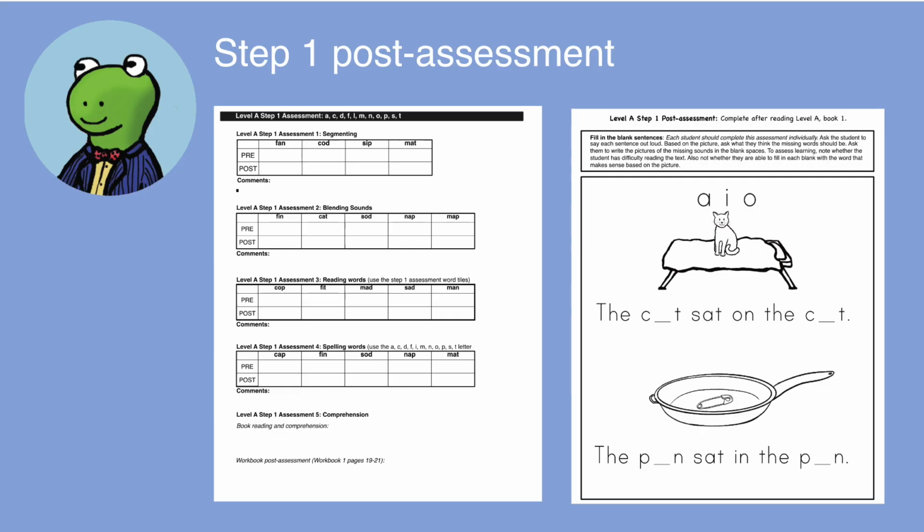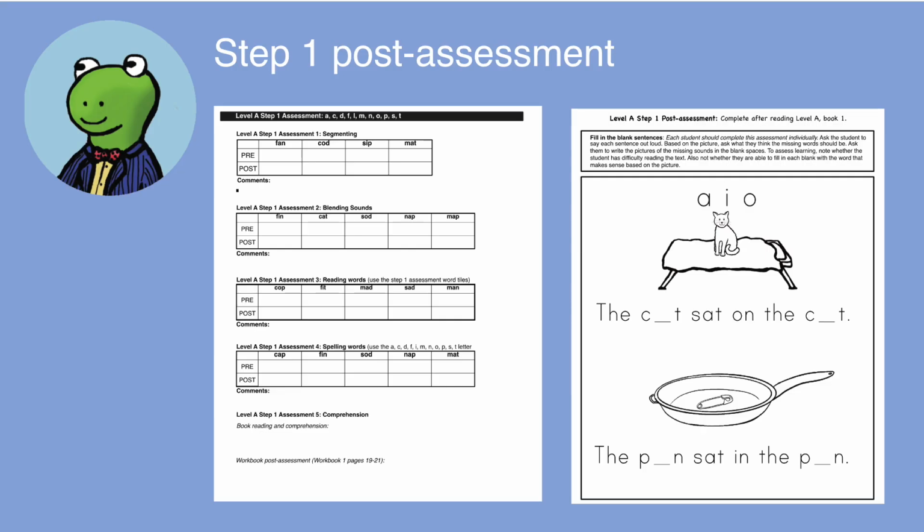For example, the first sentence reads, "The C blank T sat on the C blank T." Based on the picture, the child should fill in the blanks so the sentence reads, "The cat sat on the cot." The teacher can use the post-assessment to determine if the student is ready to proceed to step 2 and how much assistance they will likely need to complete this level. The other steps in the step-by-step reading program build on step 1, with more complex spellings introduced after the child has learned all the simple single-letter spellings.